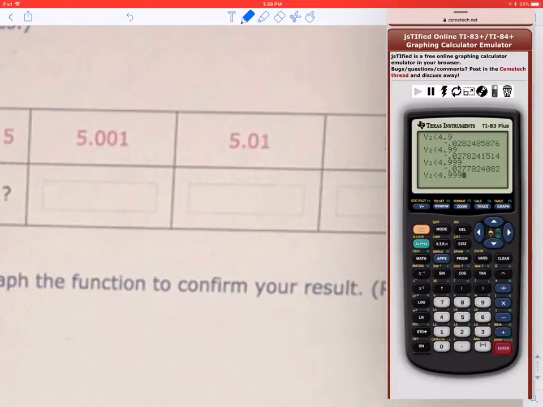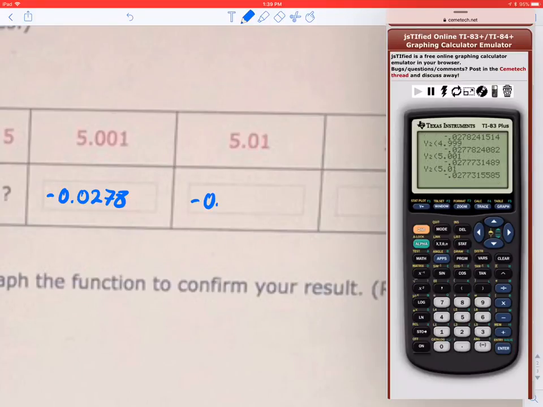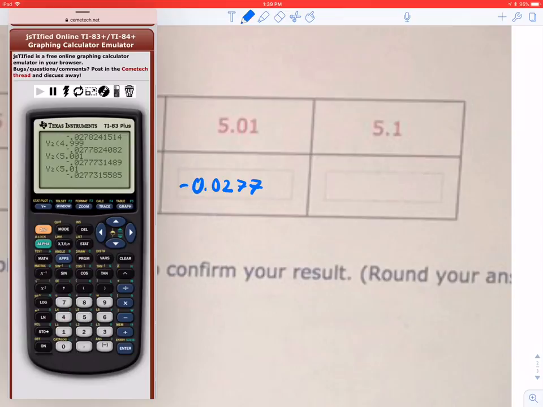So next, I'm going to call in my function. Now I'm doing a whole other number, 5.001. And I get negative 0.0278. All right. Then I'm going to call it back again. I'm going to remove a 0 because I want to do 5.01. Negative 0.0277. And then when I do 5.1, we're just going to remove another 0. And this is all for a TI-83 Plus. Negative 0.0273.